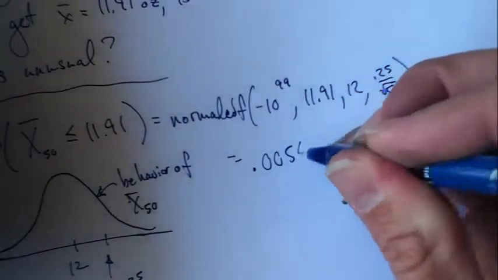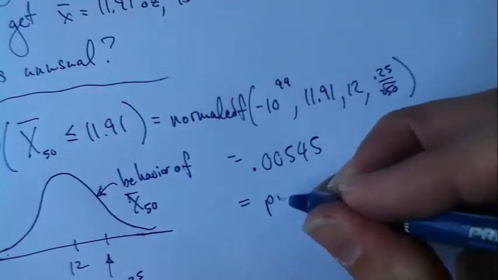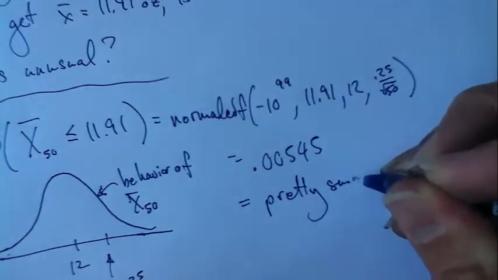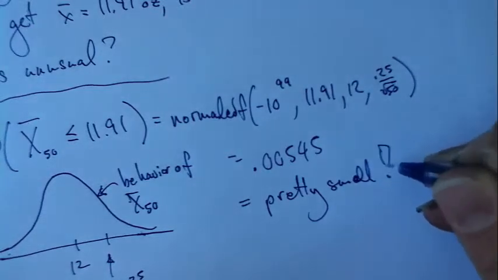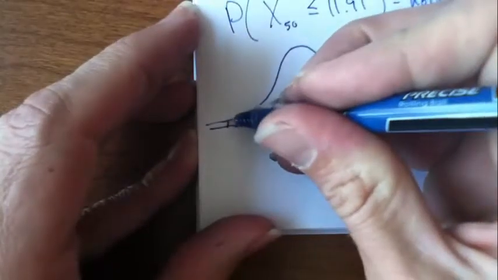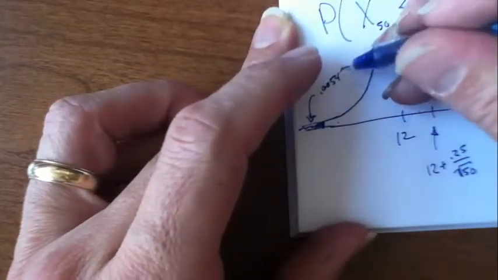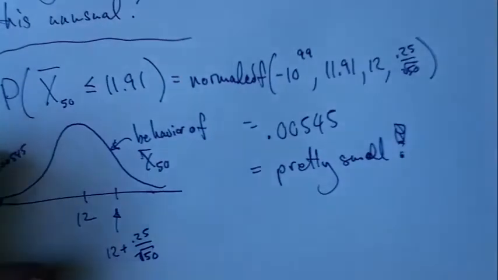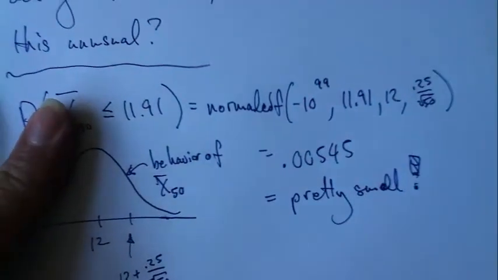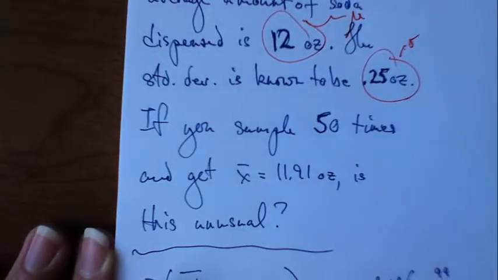Okay. That is pretty small. That's like 0.5%. So what this tells me is, what I observed was way down here somewhere. And in statistics, we call this a p-value, 0.00545. So if in fact the machine is really calibrated correctly, and the mean is at 12 ounces, and this is the standard deviation, then we've observed something that's pretty small.